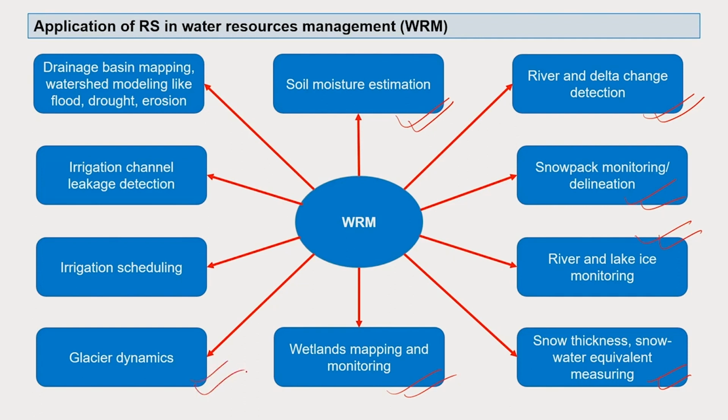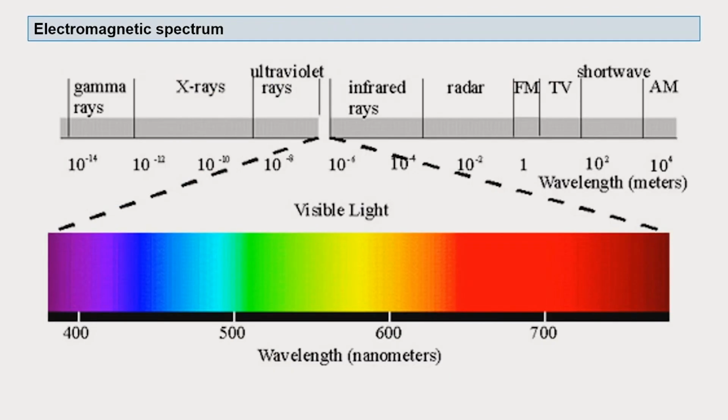Many people these days are very actively working in India. We have several groups working on glacial dynamics, and irrigation scheduling, which I already mentioned in the watershed management lecture. Irrigation channel leakage detection can also be carried out, drainage, basin mapping, watershed modeling, and so forth. So, you see how many different types of uses remote sensing allows us to make.